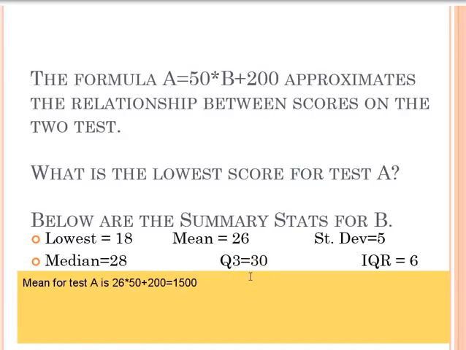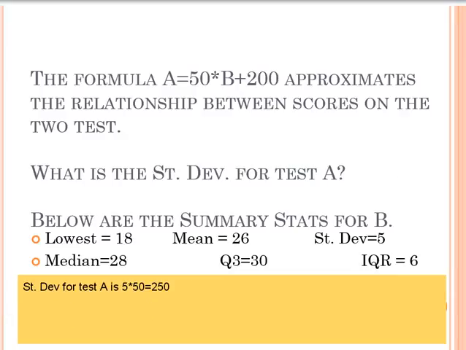Let's try another question that tests for the measure of position. This time, let's focus on the mean. The mean is also a measure of position, trying to look at the center of the data set. So for Test B, the average score was 26. And again, this is a measure of position, so that's going to be affected by both multiplication and the shifting parameter of 200. So the mean or average score for Test A is going to be 26 times 50 plus the constant of 200, which gives us an average test score for Test A of 1500.